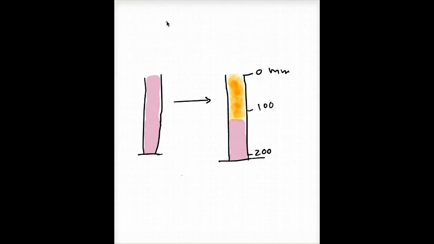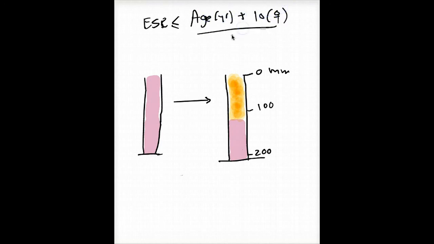Now, we discussed the normal values, but there's also a calculation that we can use in order to determine the actual ESR. Typically, ESR is going to be less than or equal to the age of the person in years, plus 10 if we're dealing with a female, divided by 2. So that's a simple calculation we can use to determine what the ESR should be.